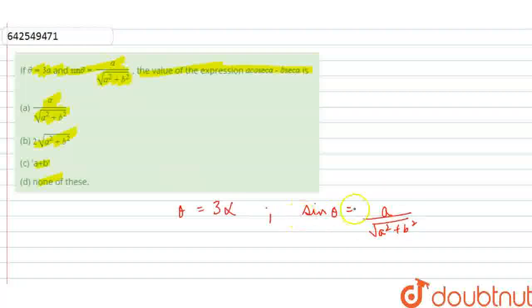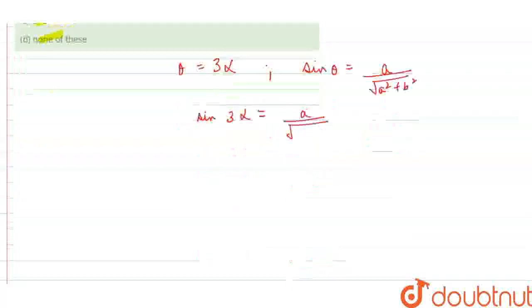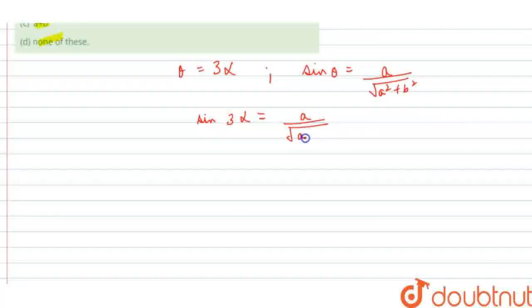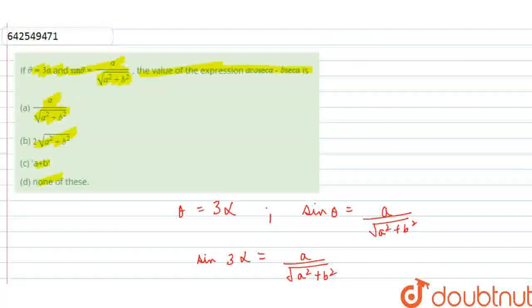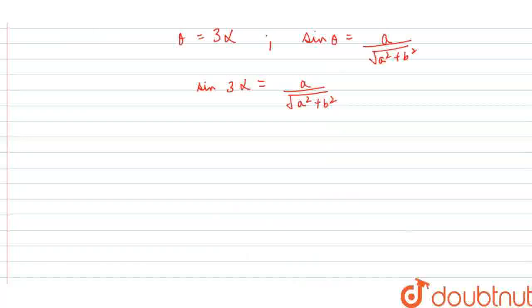Now if theta is equal to 3 alpha, I'm using it here, so it would be sine of 3 alpha equals a upon under the root of a square plus b square. Now in the question we are asked to find a cosec alpha minus b secant alpha. Cosec alpha is 1 upon sin alpha, and secant alpha is 1 upon cos alpha. So for that, let's find cos 3 alpha also.